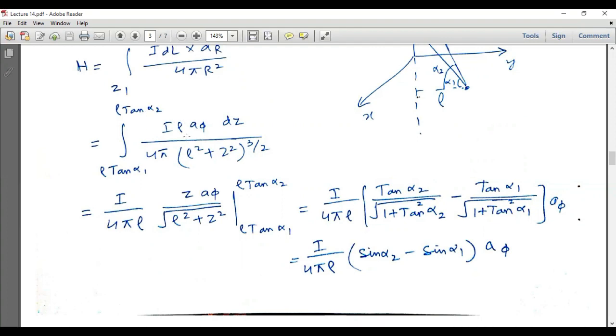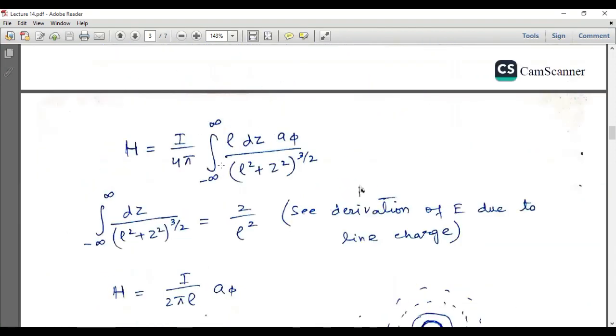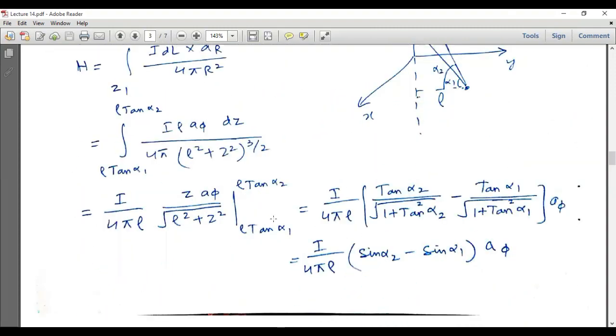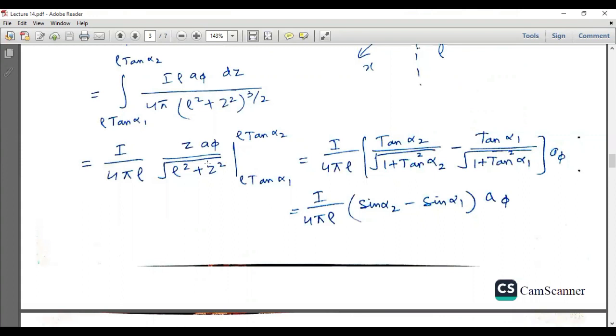solving this integration, you can seek help from the derivation which was done to evaluate the electric field due to a line charge in my previous videos. Okay, so then you will see this expression as well. And in this expression, we have to put this limit.